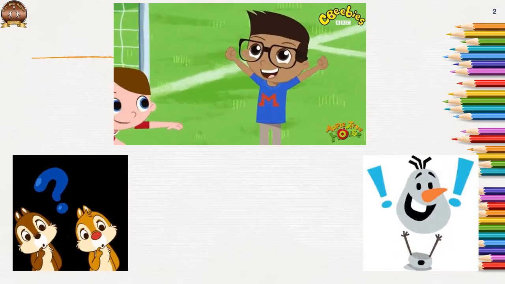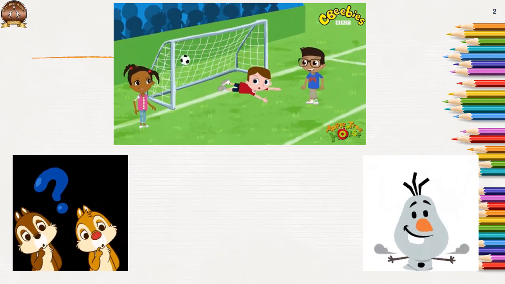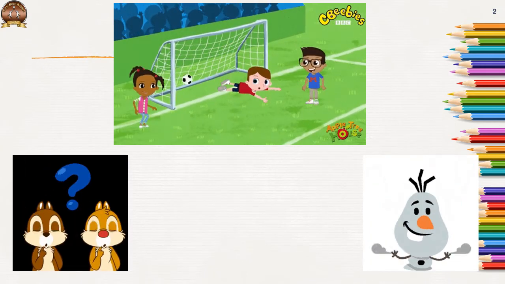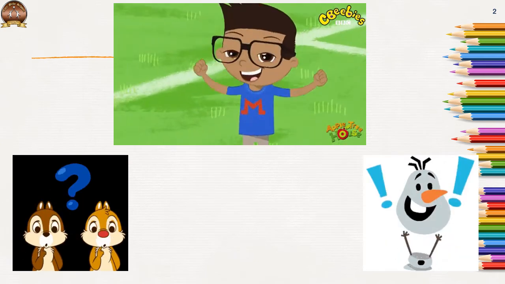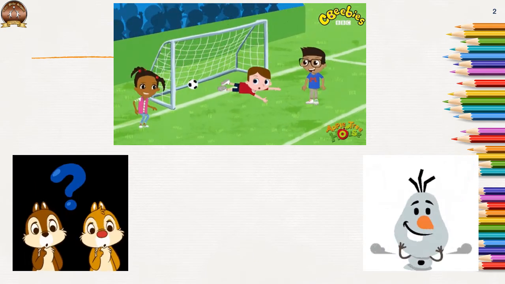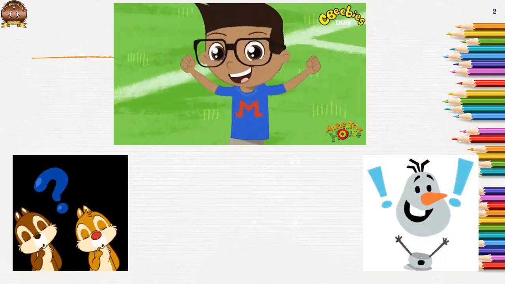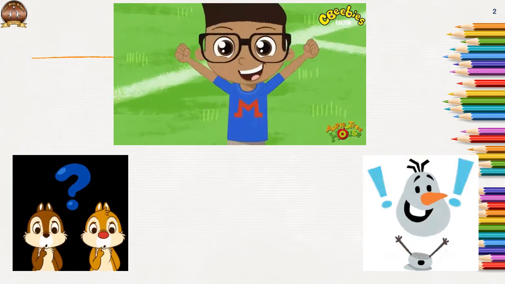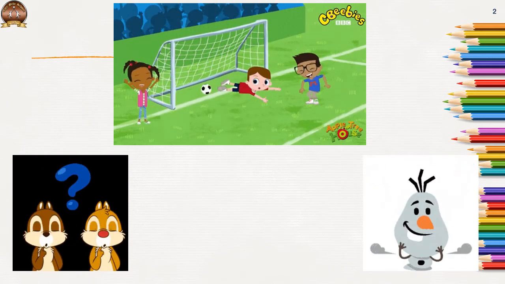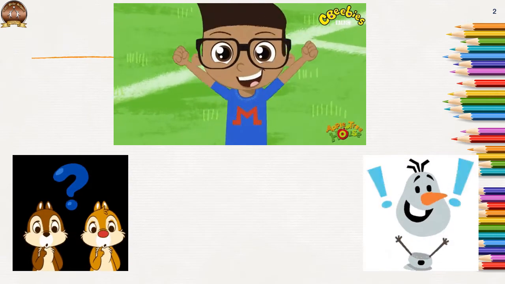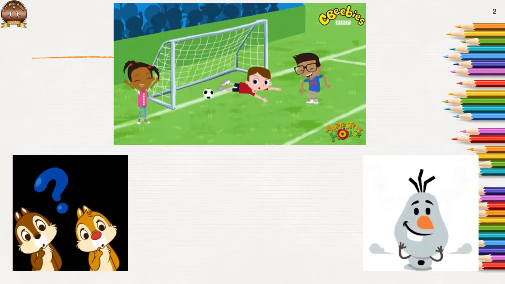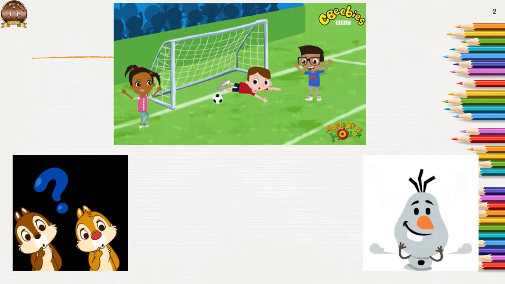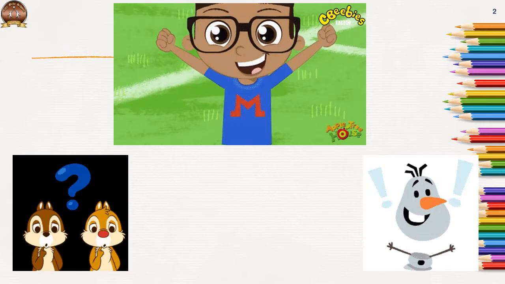So when we communicate, sometimes we can give a statement, sometimes we can ask a question, and sometimes we can exclaim, and we can give orders and requests too. So different kinds of communication happen. For example, this boy is excited. He has kicked the ball and scored a goal, and then these two are thinking about some questions, and this snowman here is exclaiming.